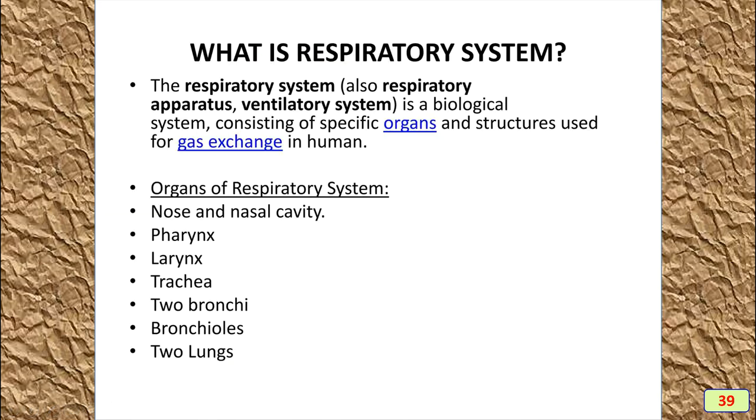So what is a respiratory system? It is an organ of respiration. The respiratory or ventilatory system is a biological system consisting of specific organs and structures used for gas exchange in human beings. The organs of the respiratory system are the nose and nasal cavity, followed by the pharynx, larynx, trachea, then two bronchi, then bronchioles. And apart from this, two lungs are present in most domesticated animals.